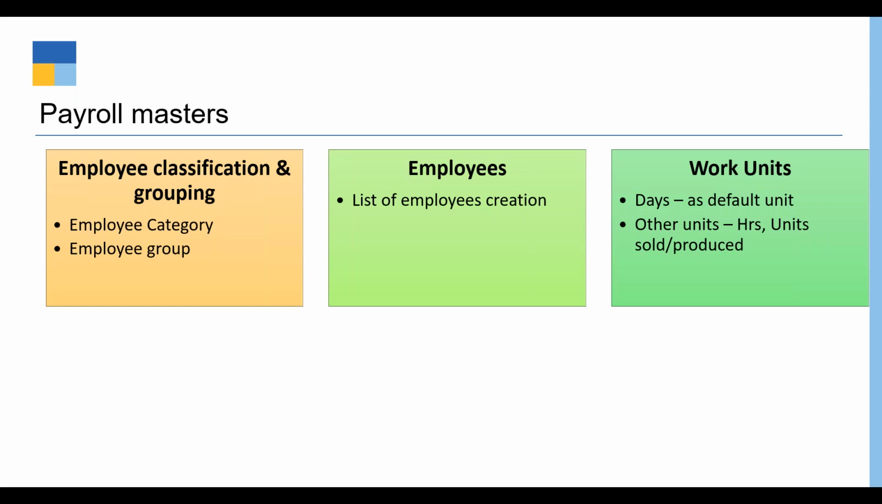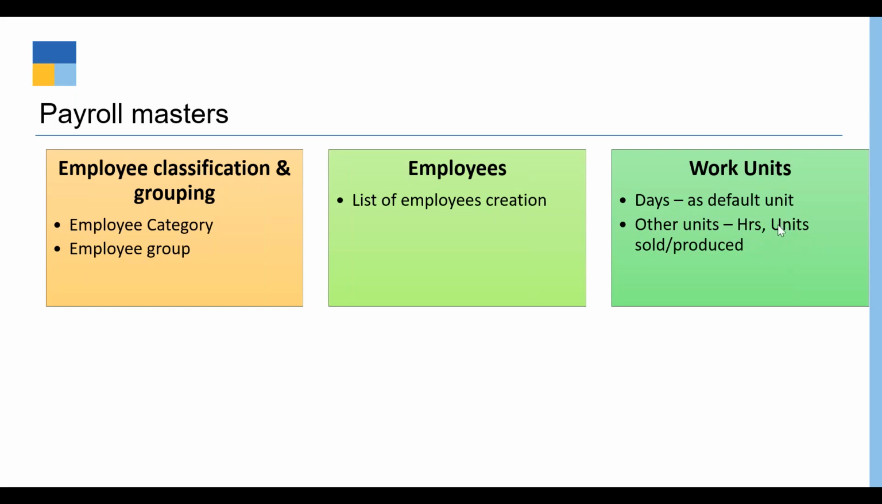If you have other units of work measure like hours or units sold or produced, because in certain organizations, especially in garments, the payment is made based on the number of units produced or stitched, and if that is the way you want to measure the work, you can create a separate work unit. And in certain scenarios, where you want to provide salary based on the exact working hours completed by the employee and not the days, because it can be seasonal work or one-time work, you can create the work unit as hours.